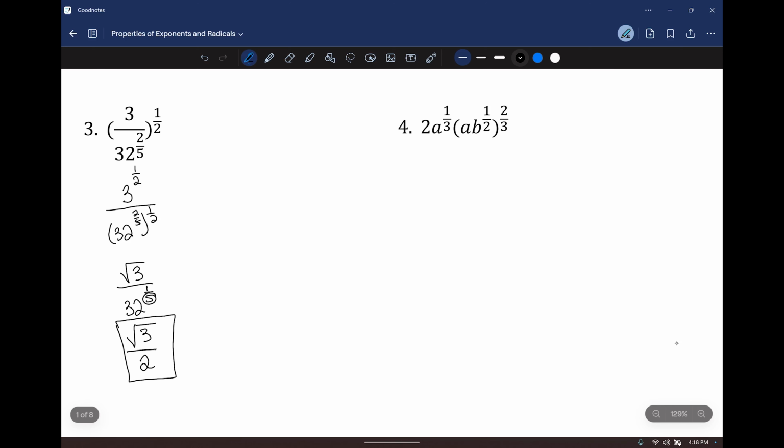All right, number 4. I have a situation here where I have something on the outside of the parentheses and then my parentheses and then an exponent. So order of operations tells me that I have to deal with the exponent first. So that's what we're going to do. I'm going to leave this little 2a to the 1/3 out here. So I'm going to take a to the 2/3.